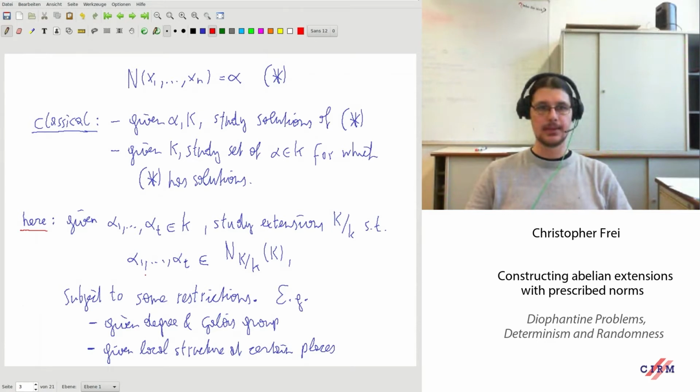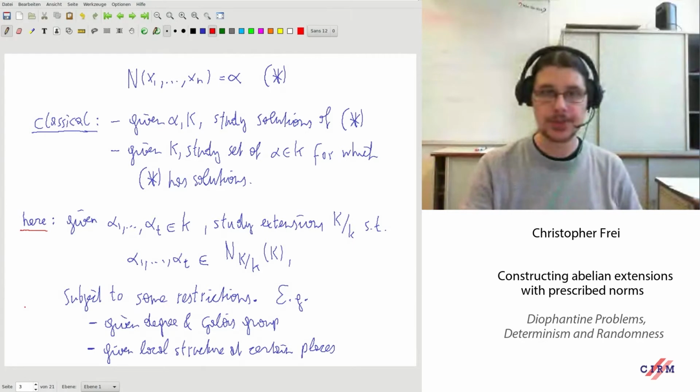Then, for example, one can put some restrictions on capital K. One can fix the degree, so one only looks at extensions of a given degree, and for example with a given Galois group. One could also say that the local extension at certain, probably finitely many, places should also be prescribed. So that's the kind of problems that I'm looking at.